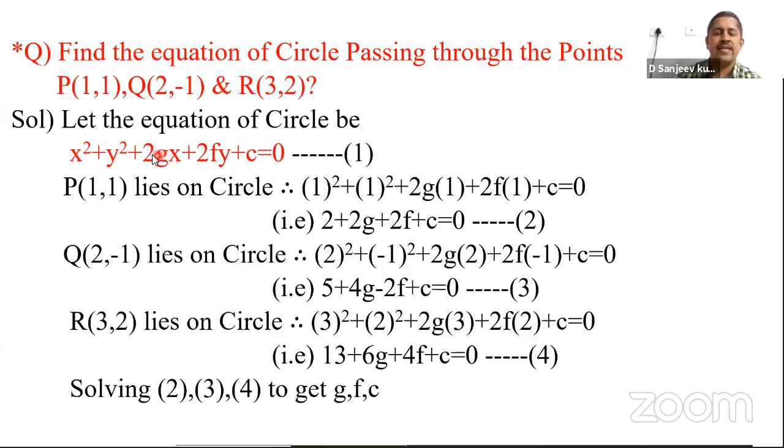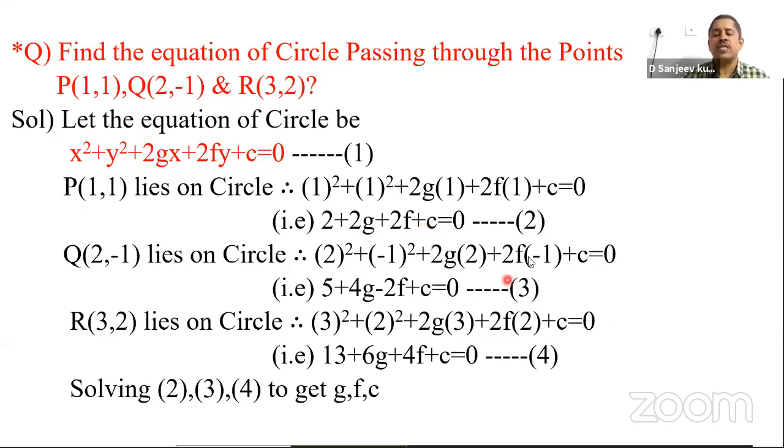So once again, I explain here. You got 3 points: 1 comma 1, 2 comma minus 1, and 3 comma 2. You take the equation of circle as x square plus y square plus 2gx plus 2fy plus c is equal to 0. Substitute the first point, you get equation 2. Substitute the second point, you get equation 3. Substitute the third point, you get equation number 4. So you get 3 equations in terms of g, f, c. There are 3 unknowns here, and first of all you have to eliminate one of the unknowns.